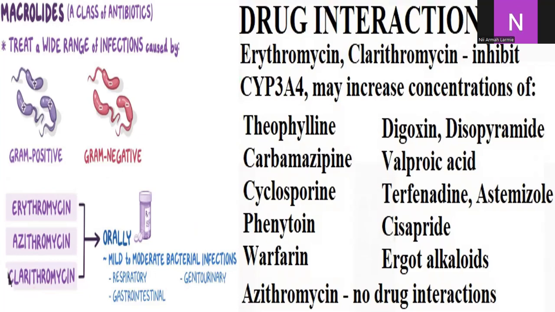Because of the effect of macrolides on liver enzymes, especially erythromycin and clarithromycin, azithromycin has been found to have no major effect on liver enzymes and therefore does not have drug-drug interactions. However, erythromycin and clarithromycin have been shown to inhibit cytochrome 3A4 enzymes, which are found in the liver cytochrome P450 system.